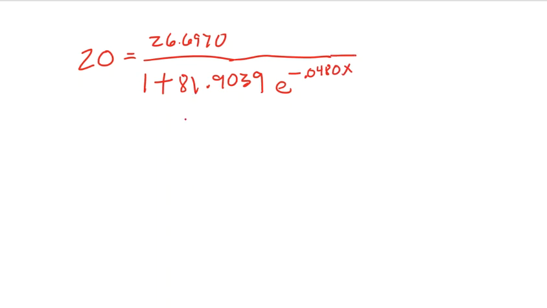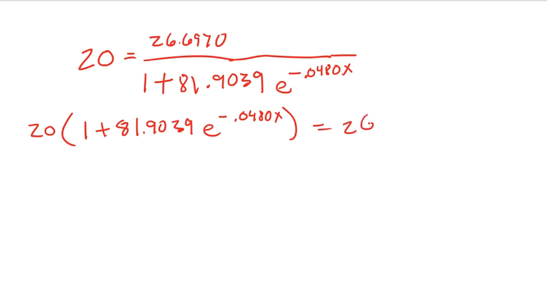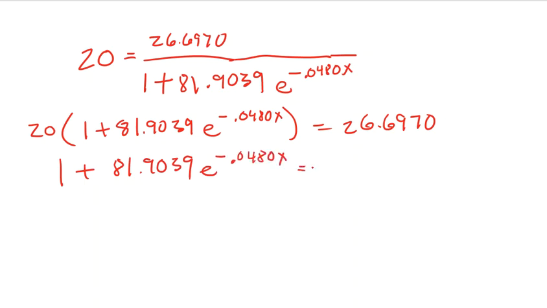Well, the first thing I would do is cross multiply. So I'd have 20 times 1 plus 81.9039 e to the negative 0.0480x equals 26.6970. Divide both sides by that 20, so we get 1 plus 81. A lot of writing here, to be honest, just because of all the decimals, so be very careful and try to be as neat as you can. And I wouldn't round anything until the very end. So I'm just going to hit divide by 20 here. I'm not actually going to do that math yet because it's going to be some ugly decimal, and I don't want to round in the middle of a problem.